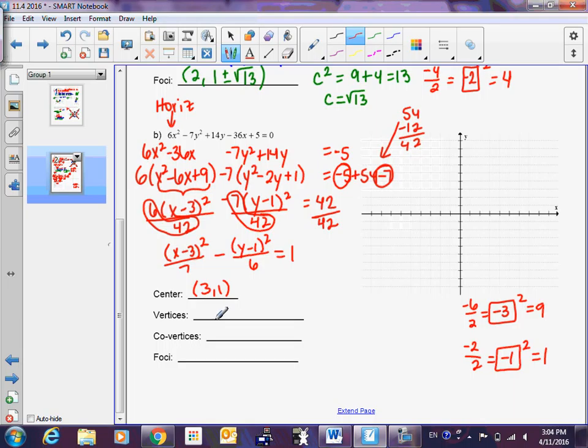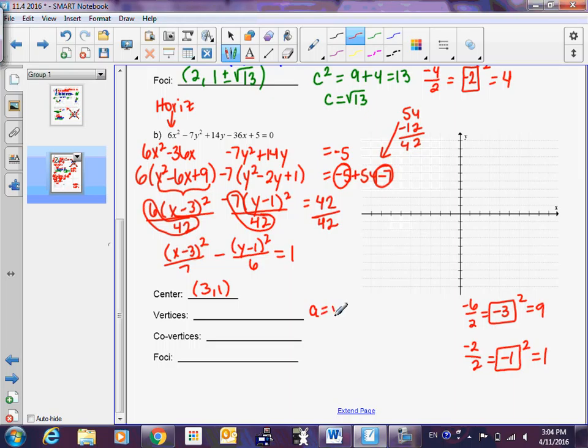Okay, vertices. All right, we need to know a and b. And you know what? 7 and 6 are not perfect squares. I actually want to show you how you can do this, and I'm not even going to graph this one. Not because I shouldn't, it's good practice, but I want to show you how to come up with these numbers without even graphing, because I think for some of you, this could be eye-opening, that you can do this without graphing.